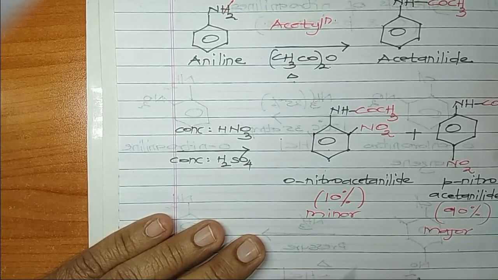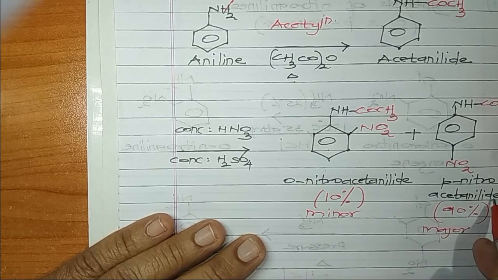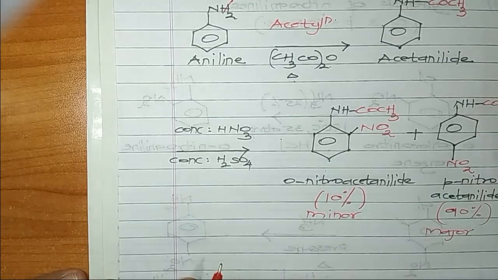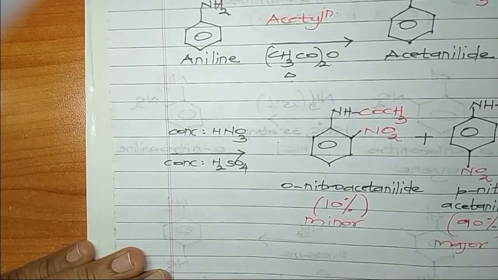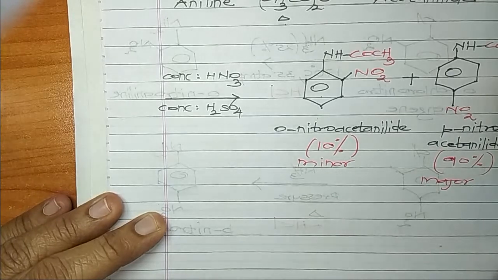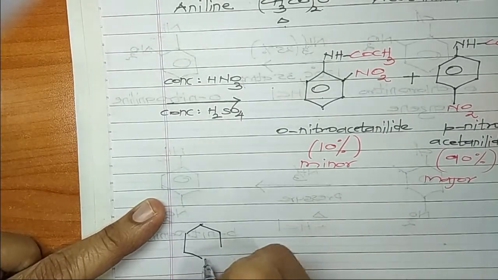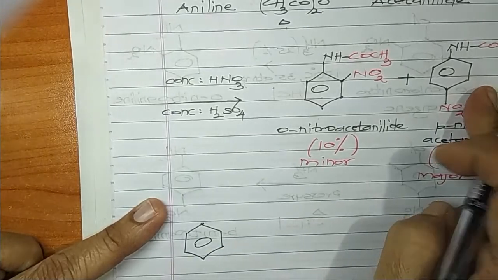So I take the one. Which one is the major? The major product is this one, paranitroacetanilide. So I take this paranitroacetanilide here and I carry out the further step of the reaction. So here I have taken this compound. I am copying down this compound here.